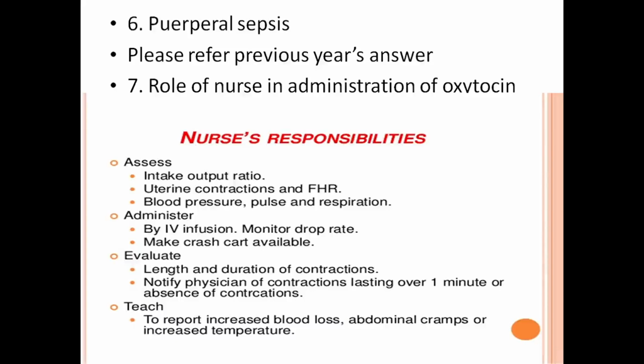Role of nursing administration of oxytocin mainly include assessment, intake output ratio, uterine contractions and fetal heart rate, blood pressure, pulse and respiration. Administered by IV infusion, monitor the drop rate, make crash cart available, evaluate length and duration of contraction, notify physician of the contractions lasting over 1 minute or absence of contraction, teach the patient to report any increased blood loss, abdominal cramps or increased temperature.